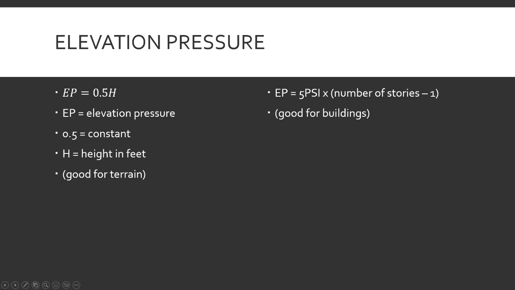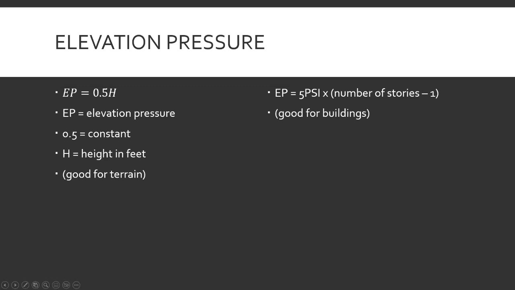This one over here is elevation pressure equals 5 psi times number of stories minus 1. This is good for buildings. So where you get this is because the ground floor doesn't count. Ground floor, first floor is ground level, so there is no number for that one, as it is on the same level as your engine. So if you're on the 6th floor, you subtract 1, get 5, and then you plug it in.